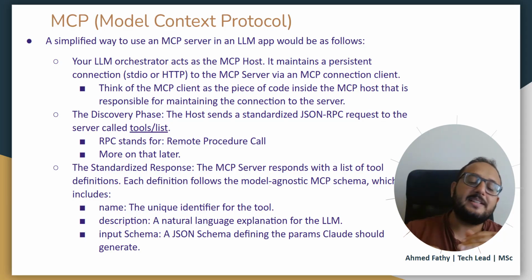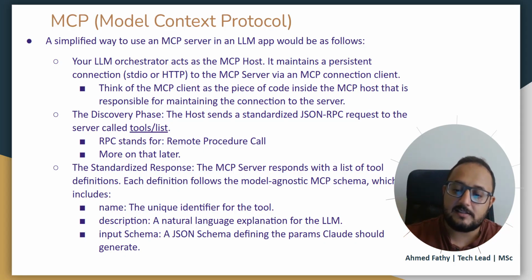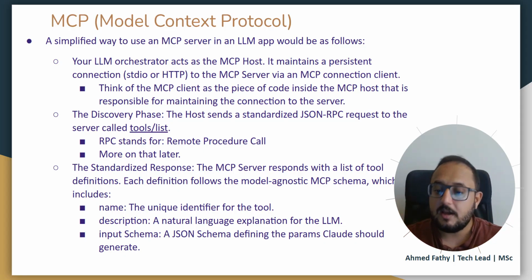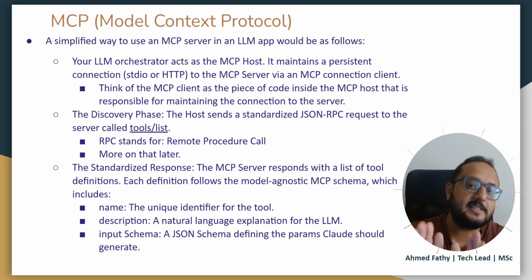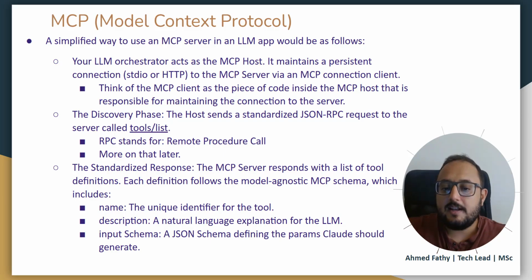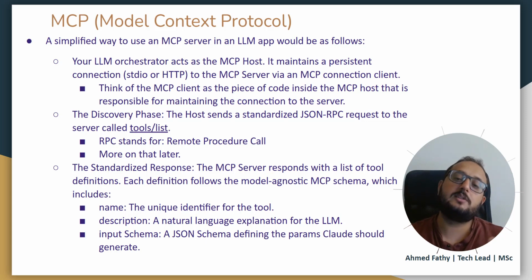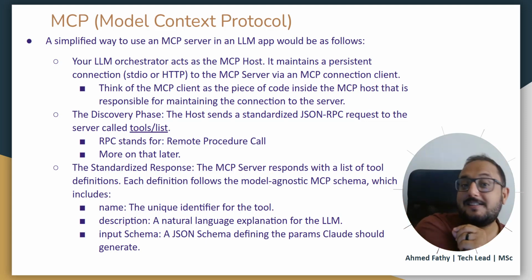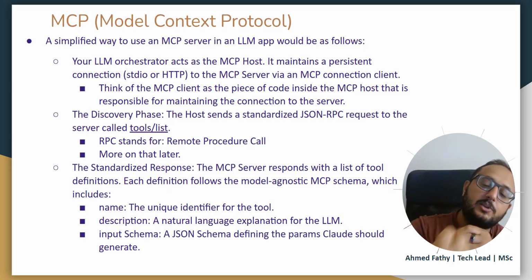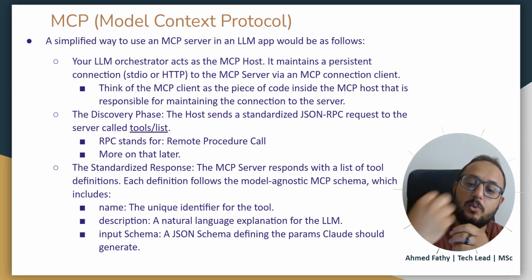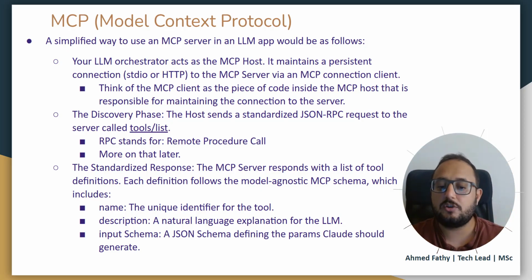So you have a discovery phase where the host sends a standardized JSON RPC request to the server called tools list. We will see a concrete example for this, so don't worry. But really, the host or your orchestrator code will start by asking the server, please tell me the tools that you have, please list the tools or functions that you have. So it sends a request using JSON RPC. RPC stands for Remote Procedure Call.